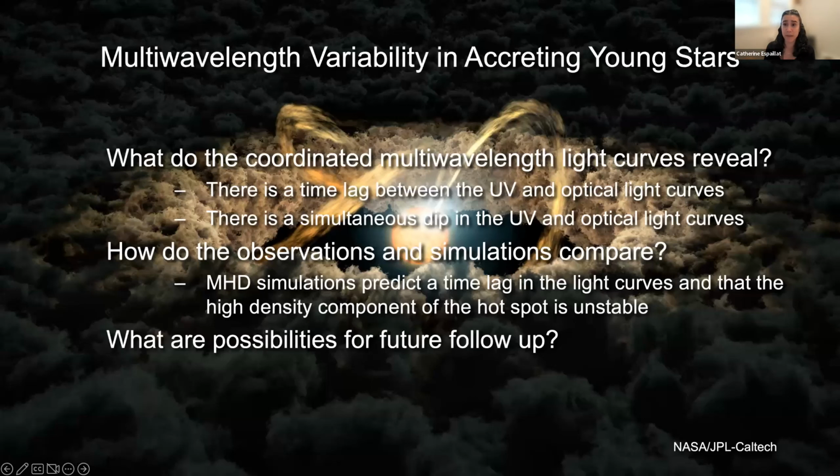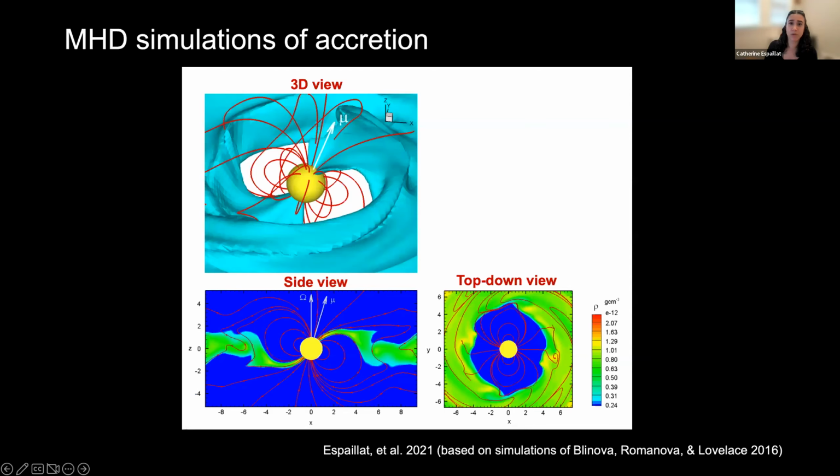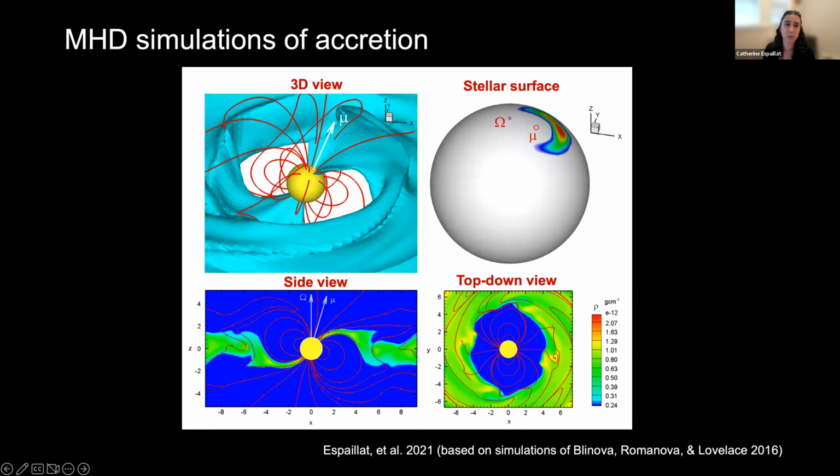So now we can compare our observed light curves to MHD simulations of accretion, and the MHD simulations predict a time lag in the light curves between the different wavelengths, and also that the high density light curve peak should drop. So here we're using the 3D MHD simulations of Marina Romanova. Here's a 3D view, a side view, and a top-down view. And then here's a resulting hotspot.